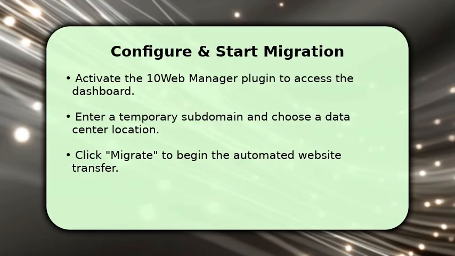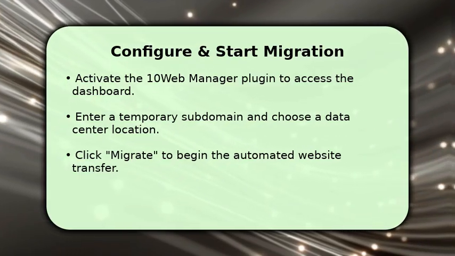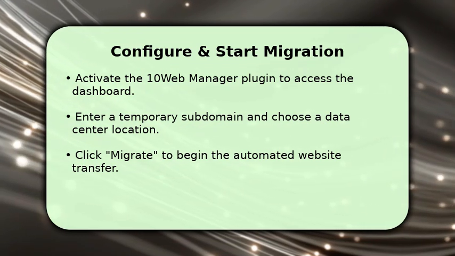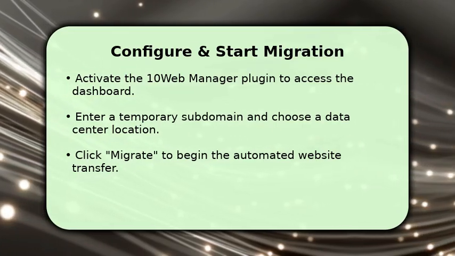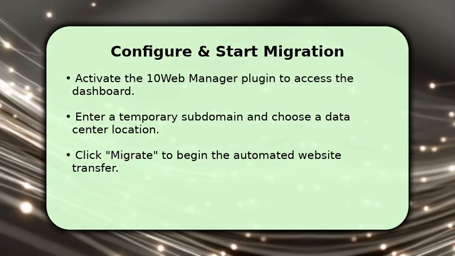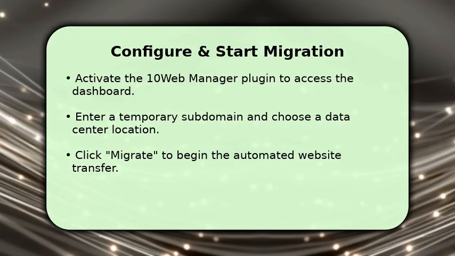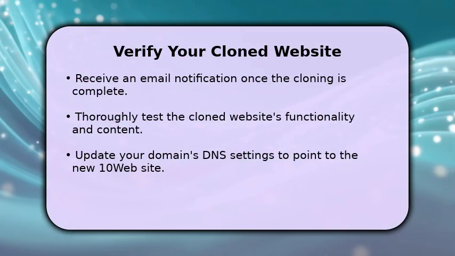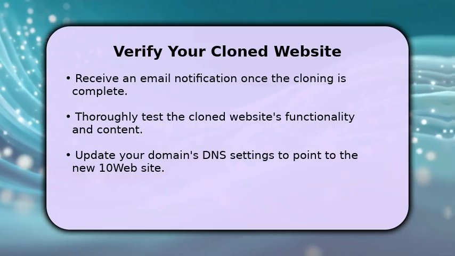Upon activating the 10web Manager plugin, you will be redirected to your 10web dashboard. Here, you will be prompted to enter a temporary subdomain for your clone site, such as mysite.10web.site. Also, select a data center location closest to your target audience for optimal performance. With these details entered, simply click the Migrate button to initiate the automated cloning process, which typically takes only a few minutes. Once the migration is complete, you will receive an email notification confirming your site has been successfully cloned.